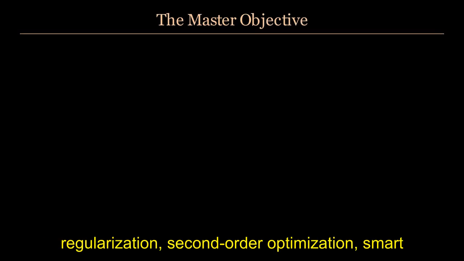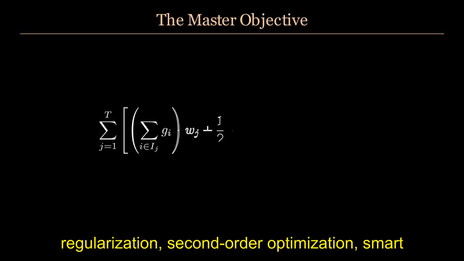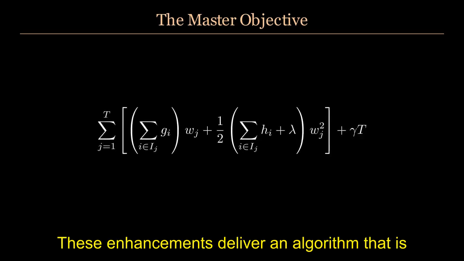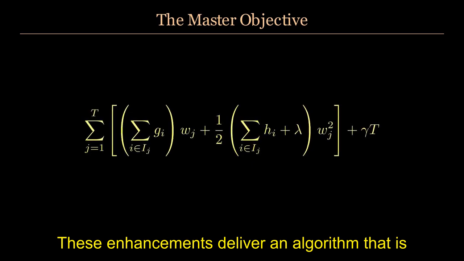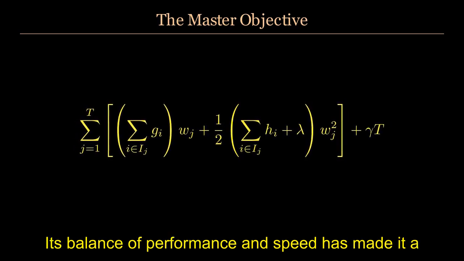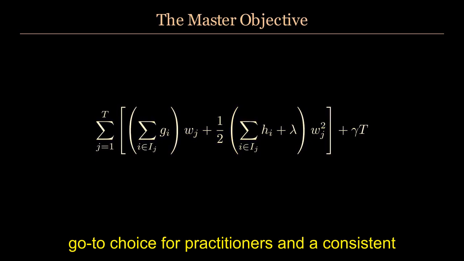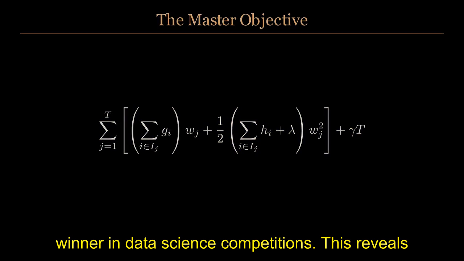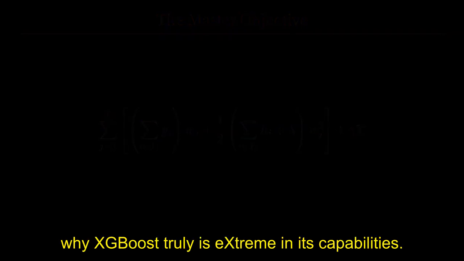In summary, XGBoost supercharges gradient boosting with regularization, second-order optimization, smart handling of data imperfections, and parallelization. These enhancements deliver an algorithm that is highly accurate, robust, and remarkably efficient. Its balance of performance and speed has made it a go-to choice for practitioners and a consistent winner in data science competitions. This reveals why XGBoost truly is extreme in its capabilities.